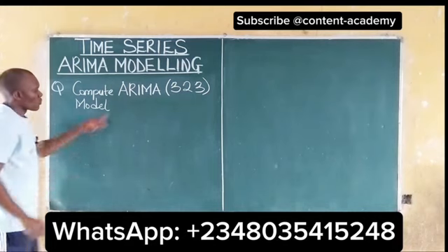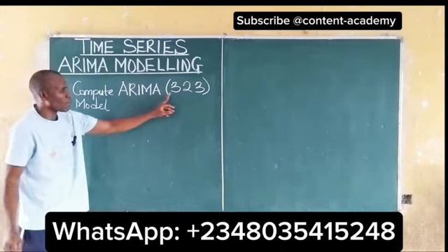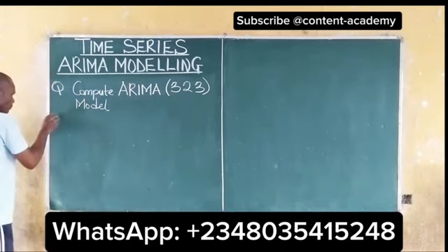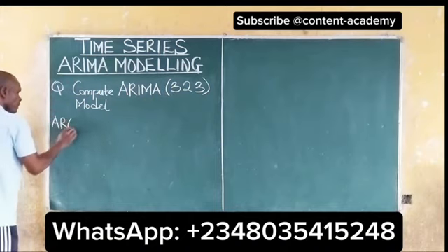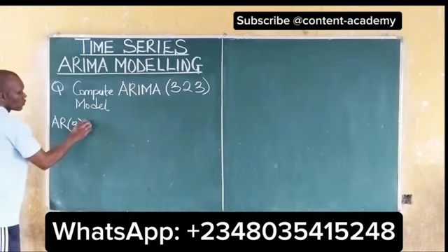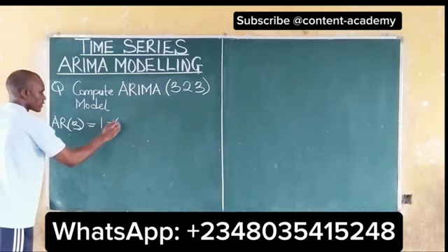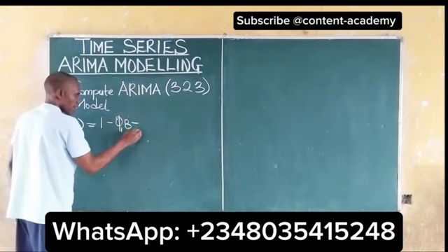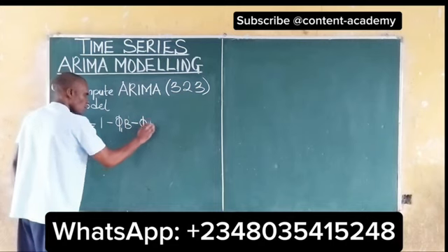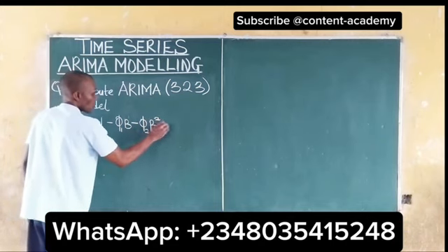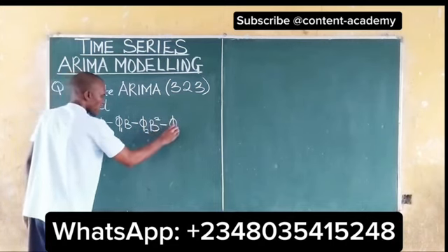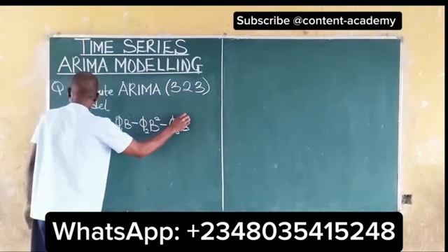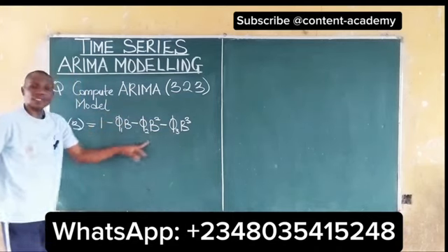Now, we write the autoregressive part of order 3. The autoregressive part of order 3 will give us 1 minus phi 1 B, minus phi 2 B squared, minus phi 3 B cubed. So this is of order 3.